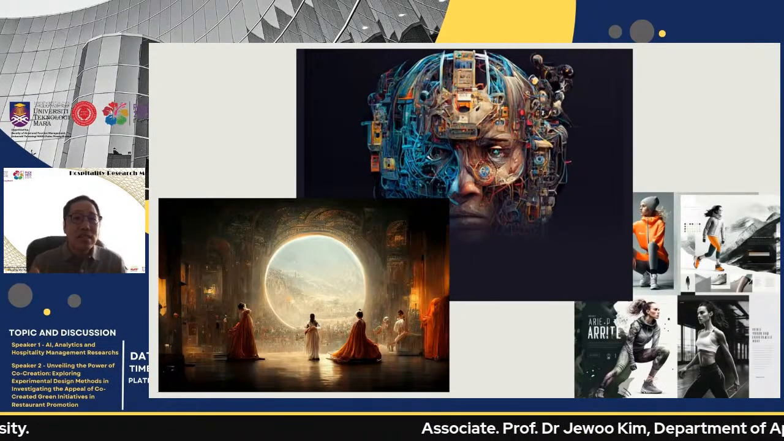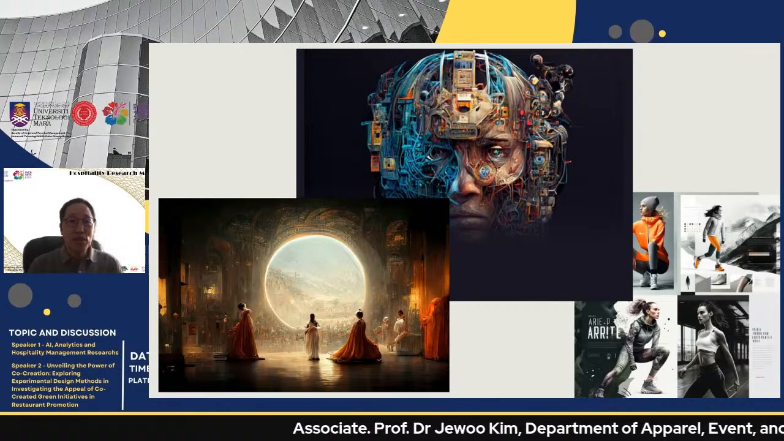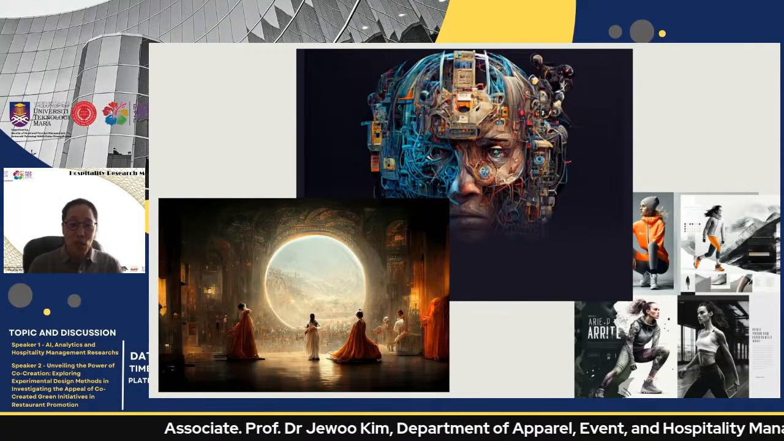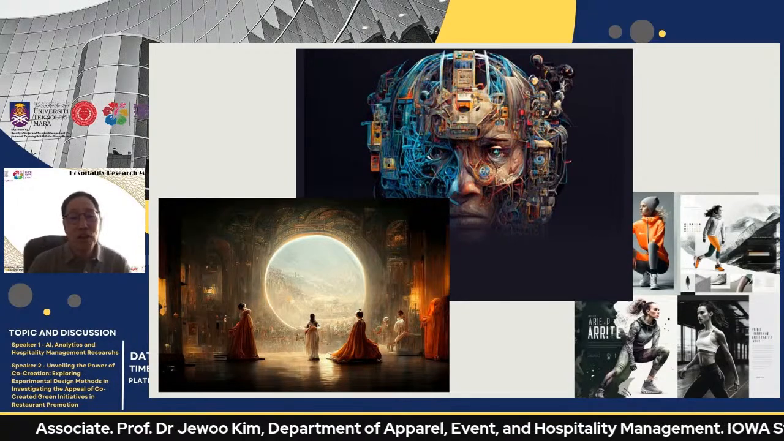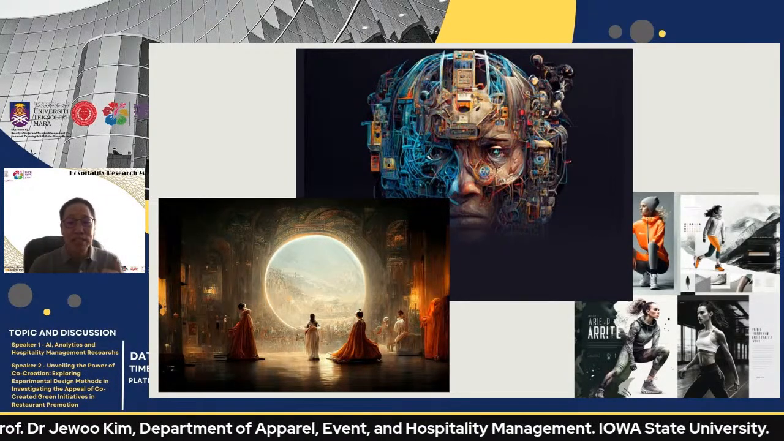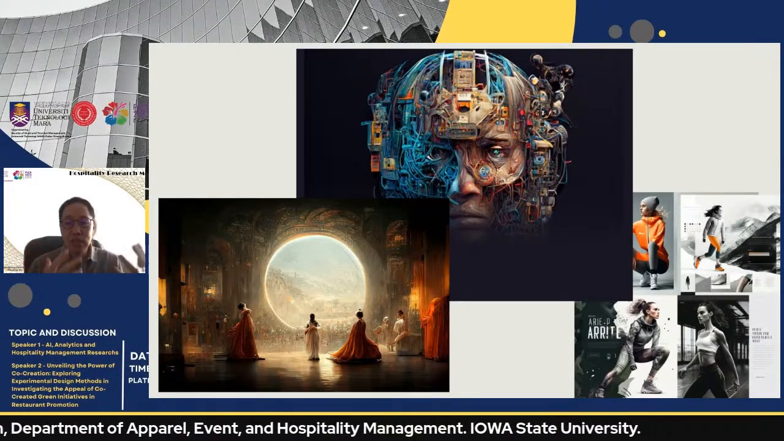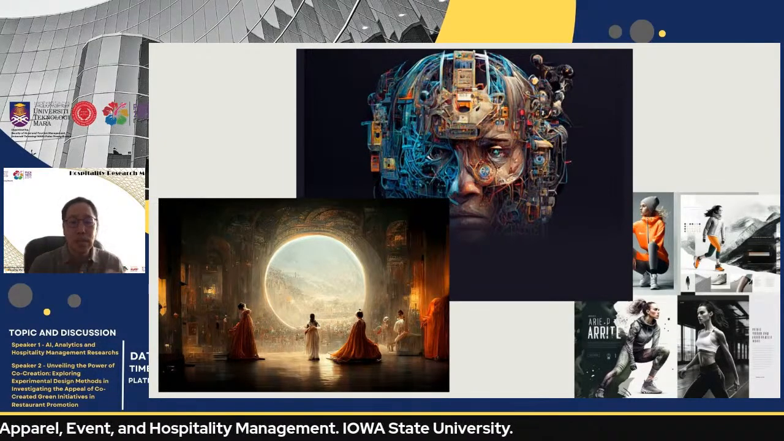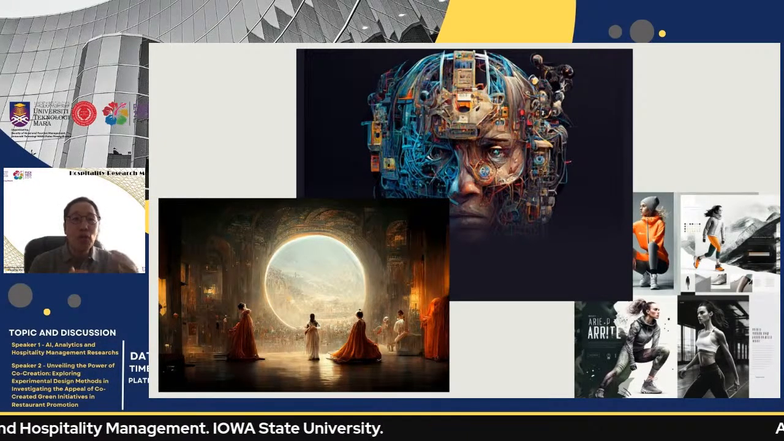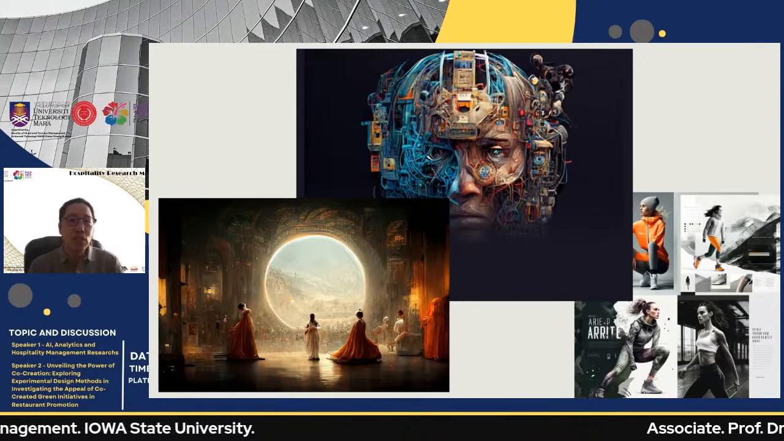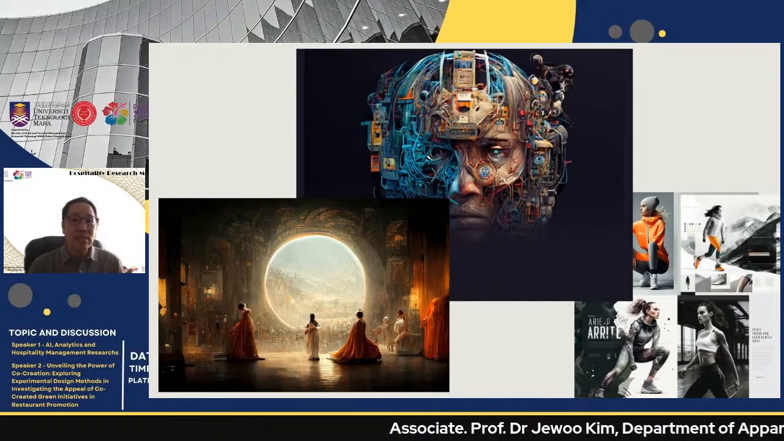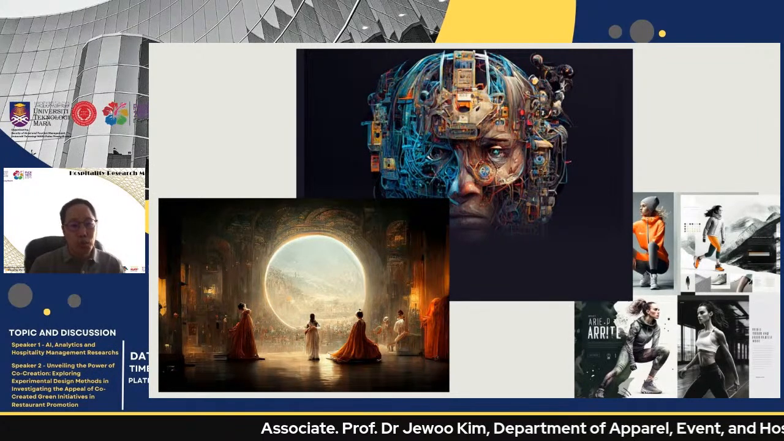These are examples of AI generated images. These are very good illustrations, and then there are sports garments, sportswear. So illustrations and fashion design are one of the areas where generative AI has rapidly replaced human labor.